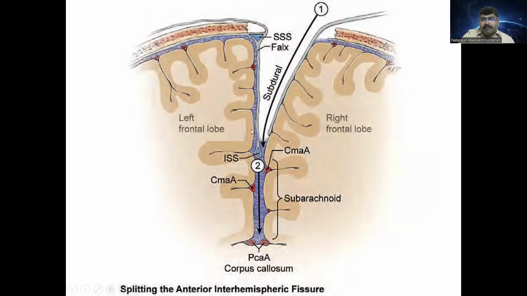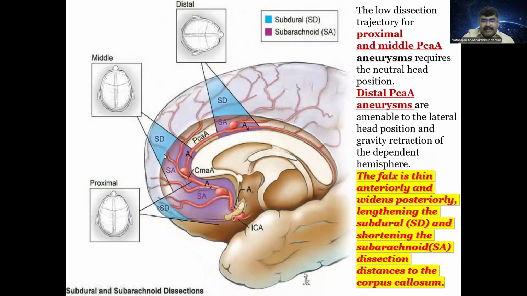Here the interhemispheric approach is the most preferred one. To do that, we need to have the subdural dissection. So this is the subdural dissection, and then you will have the subarachnoid dissection. The lengths of the subdural and the subarachnoid dissections vary from anterior to posterior, because if you see here, this is the falx cerebri, the thickness of the falx increases from anterior to posterior.